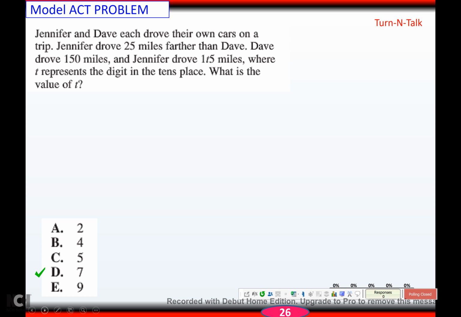Jennifer and Dave each drove their own cars on a trip. Jennifer drove 25 miles farther than Dave. Dave drove 150 miles, and Jennifer drove 1t5 miles, where t represents the digit in the tens place. What is the value of t? They're trying to make this more complicated than it is. Dave drove 150 miles. It says that Jennifer drove 25 miles farther than that, so she drove 175 miles. But they don't want 175, they just want to know the digit that's in the tens place, which would be 7. Okay.